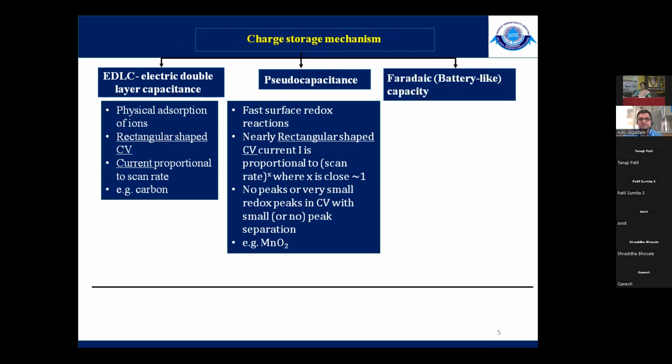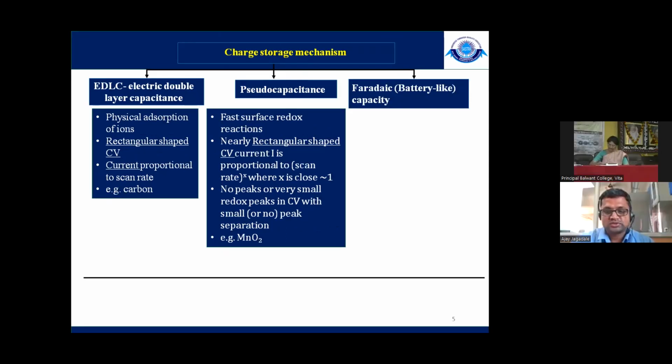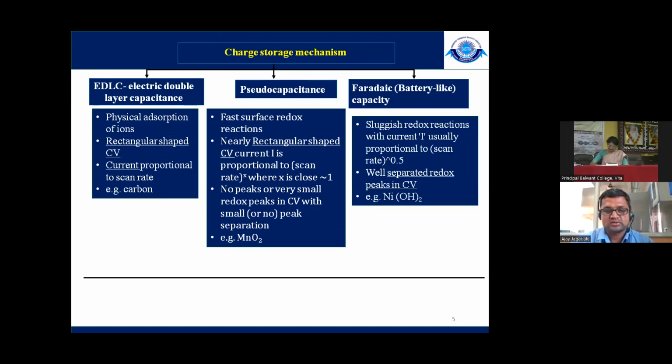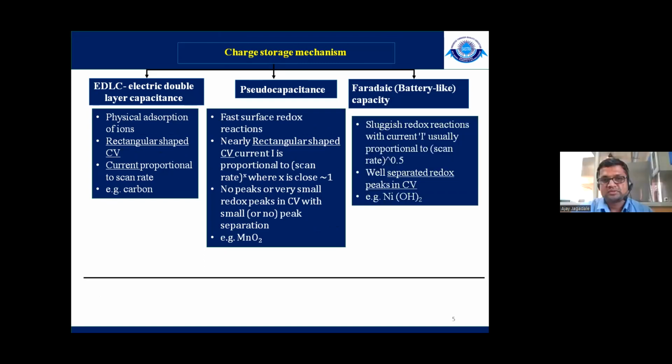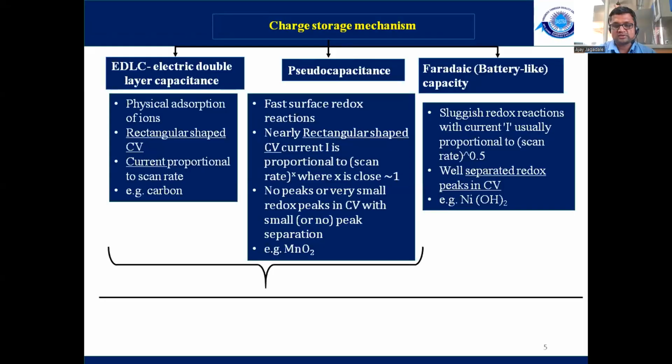Okay, so the third one is battery-like electrodes. Battery-like electrodes are based on sluggish redox reactions. For example, nickel hydroxide and cobalt hydroxide are battery-like electrode materials. In this case, we can see clear and distinct oxidation and reduction peaks, and the current flowing through the electrochemical cell is proportional to the root of the scan rate. So that is the important difference between pseudocapacitive and EDLC type electrode materials.